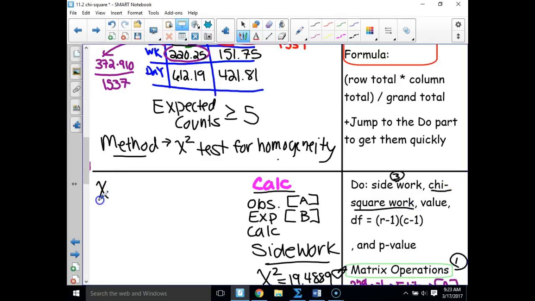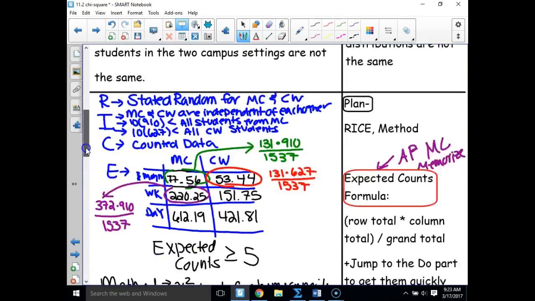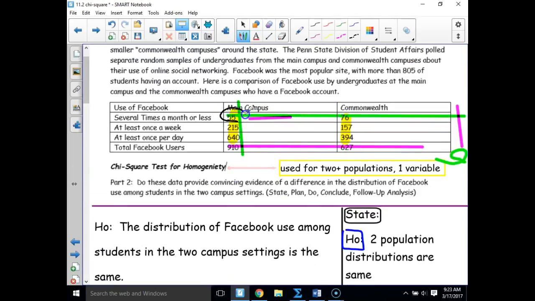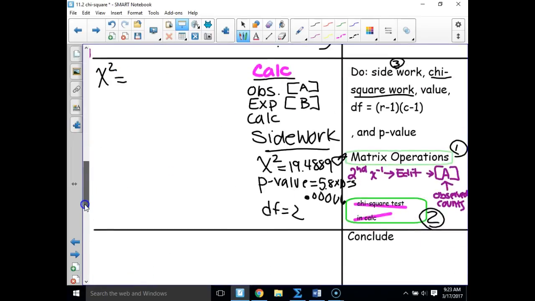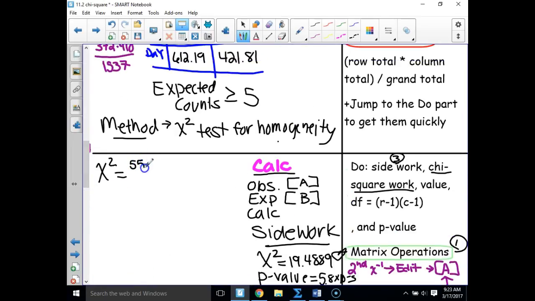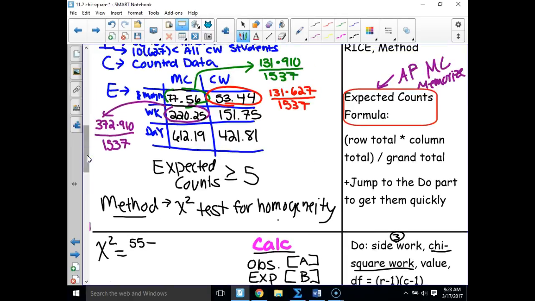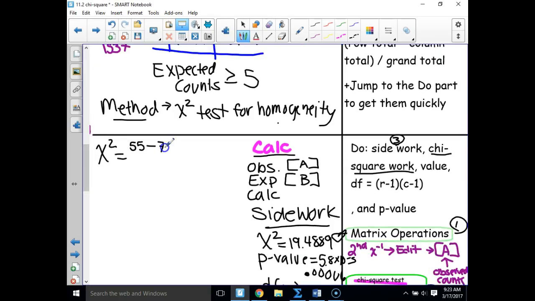So my chi-square work, this is definitely where you're going to want to use the dot, dot, dot. Take the first cell of my observed. My first cell of my observed is right here, 55. 55 minus 77.56 squared over 77.56. Observed minus expected squared divided by expected.